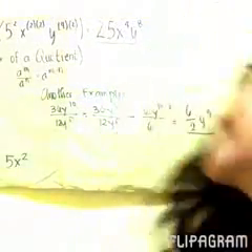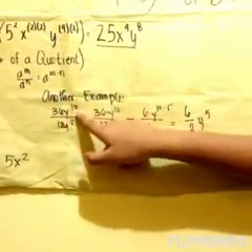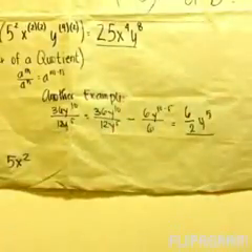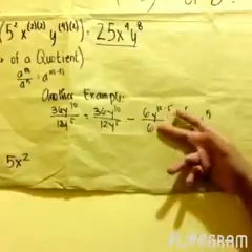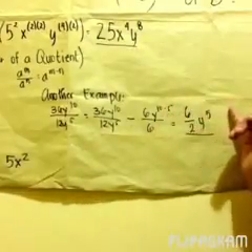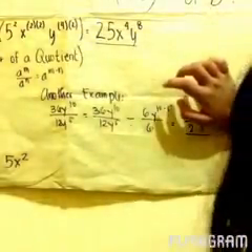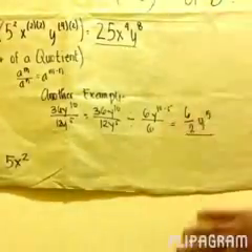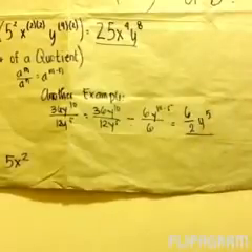Another example: 36y raised to 10 over 12y raised to 5. Again, you need to find the GCF. The GCF of 36 and 12 is 12. And then, when you have already found the GCF of these numbers, subtract the exponents of the same base. So it will become 3y raised to 5.